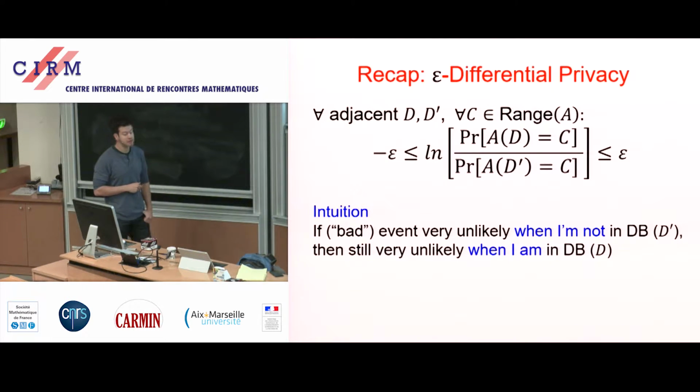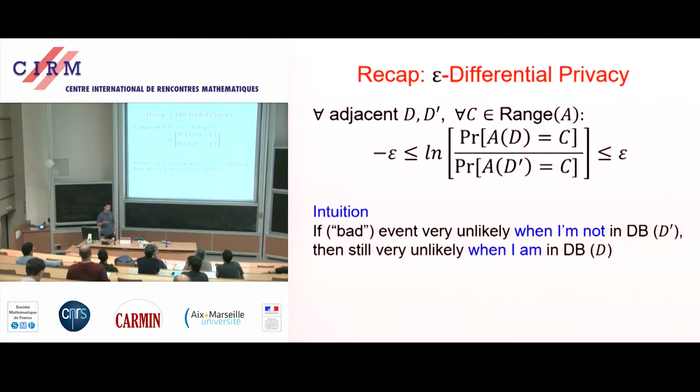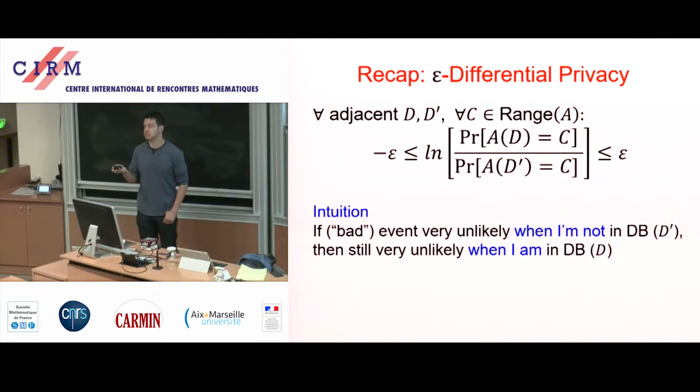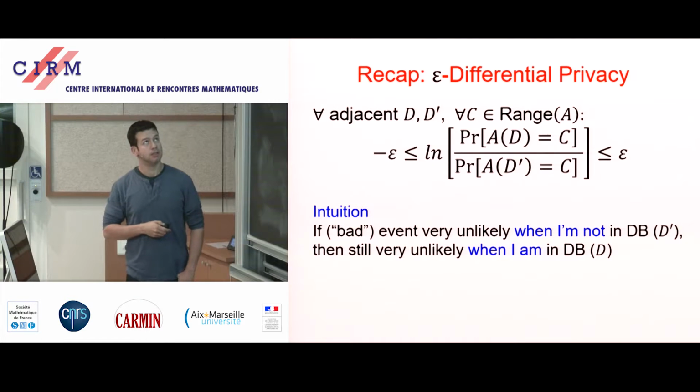Why do we think of the event as being bad? Well, that's just intuition for why that guarantees that I'm protected from harm. So for any bad event that could happen to me when I'm in the data set, it could happen with about the same probability when I wasn't in the data set at all. Presumably bad privacy events don't happen when I'm not in the data set, so this is giving good privacy protection. Okay, so that's just a recap from yesterday.